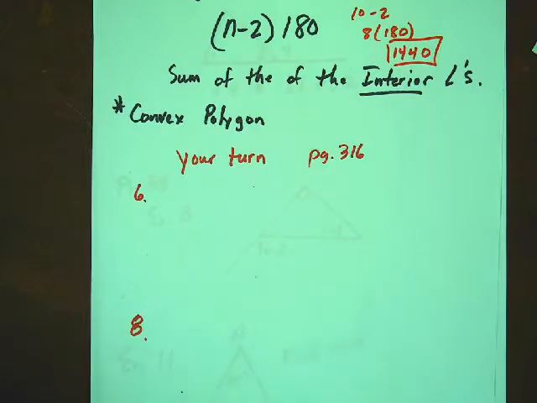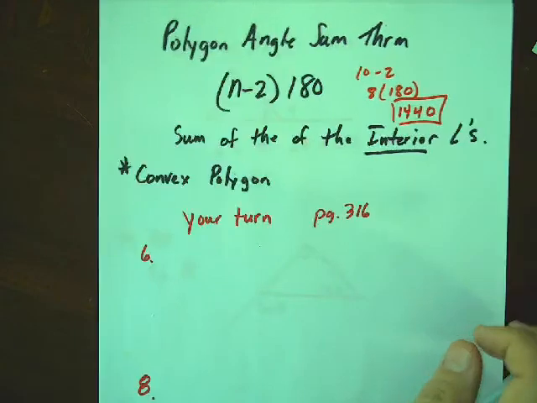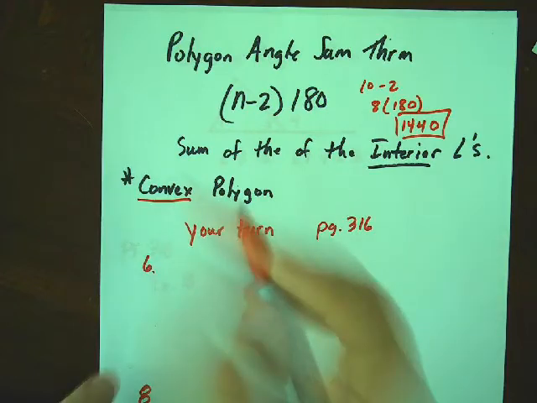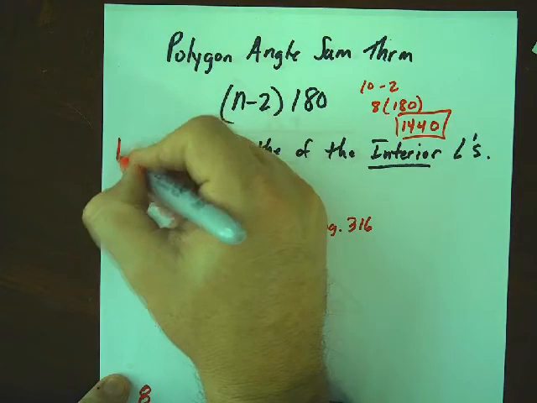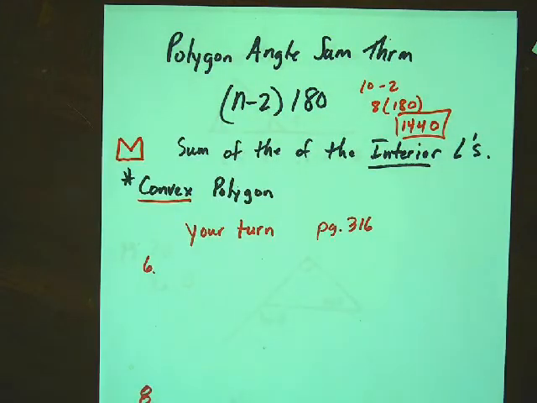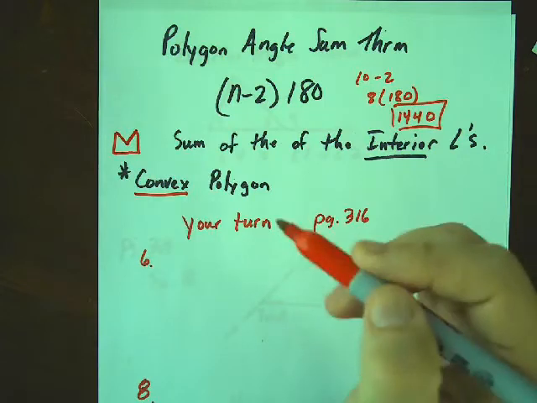So a 10-sided figure would have 1,440 degrees if you add them all up. So that's the sum of the interior angles. And notice that it says a convex polygon. That just means that it's not concave. Concave would look something like this. That would be a concave. See how this comes in? Okay, so a convex polygon.